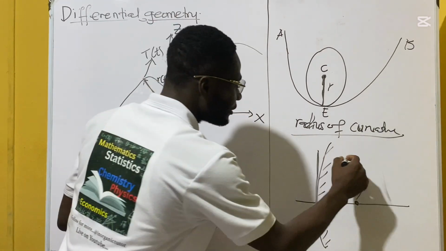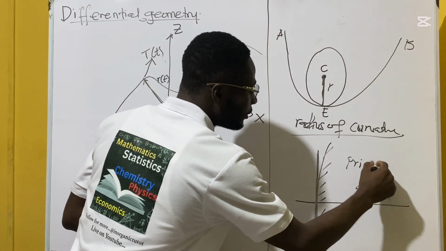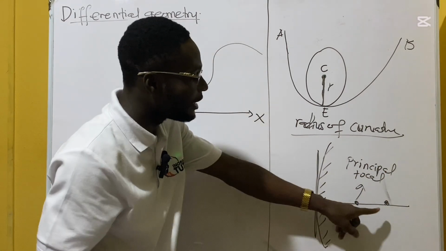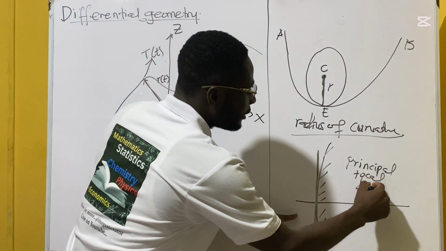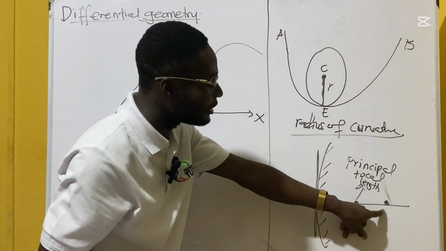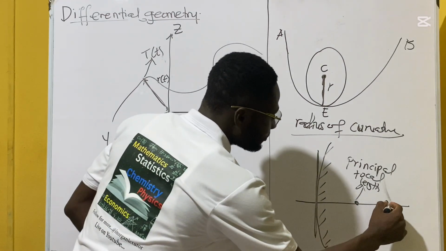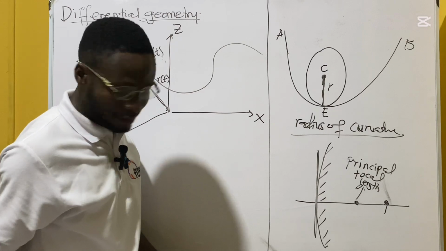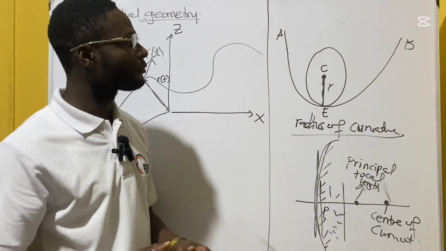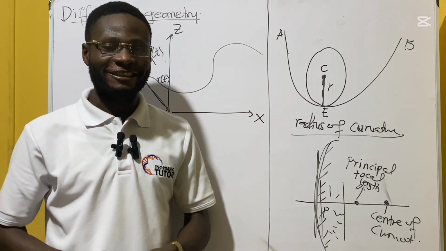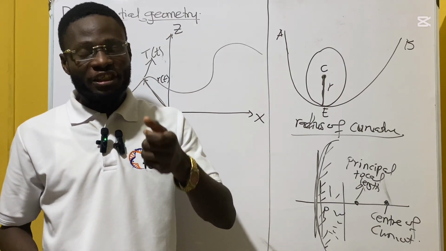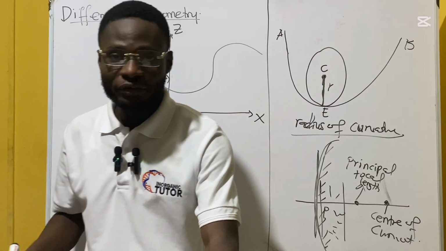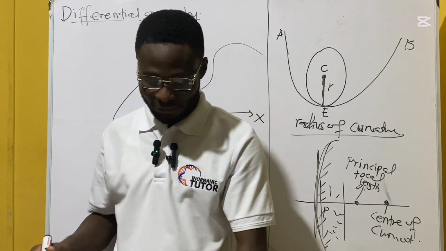principal focal length. And the image that appears there, you call it the center of principal normal. How interesting. So differential geometry is basically a field that really helps.